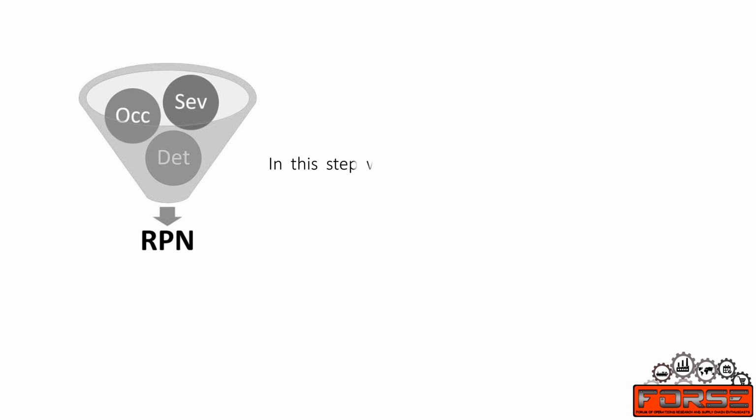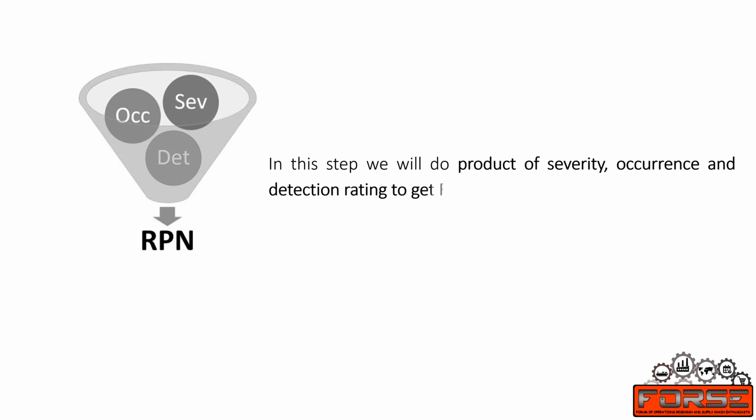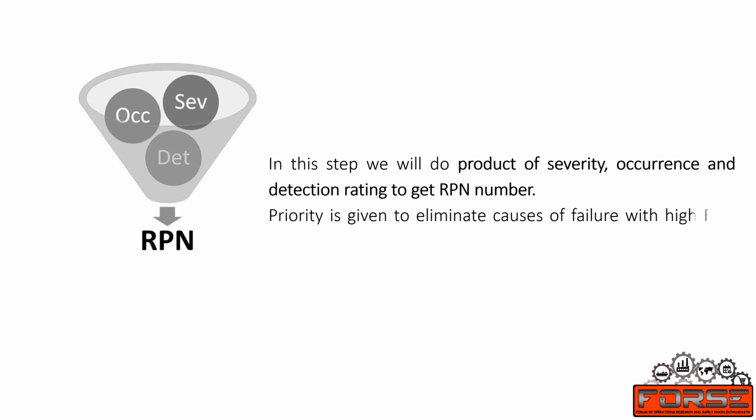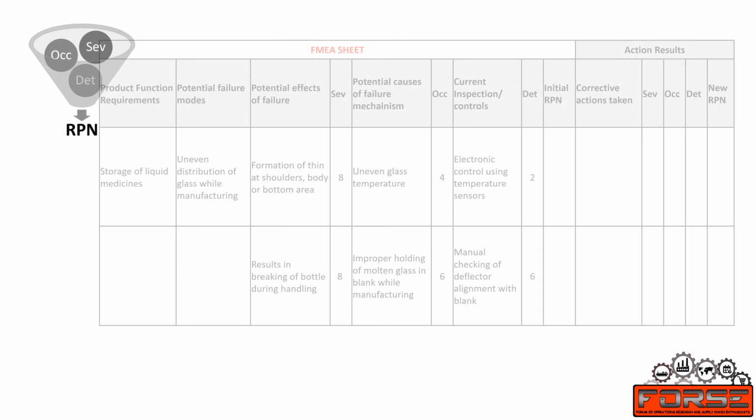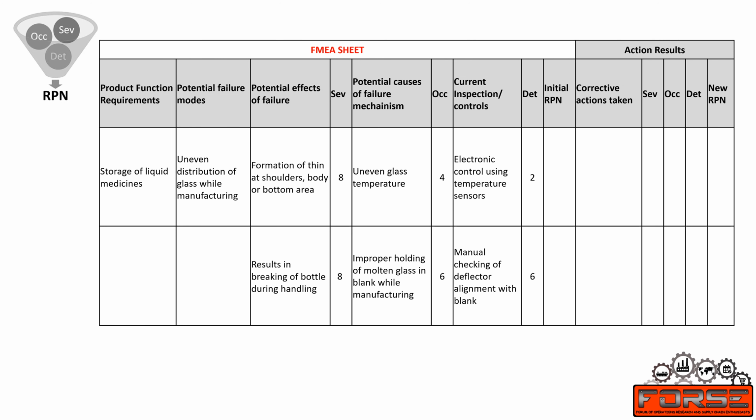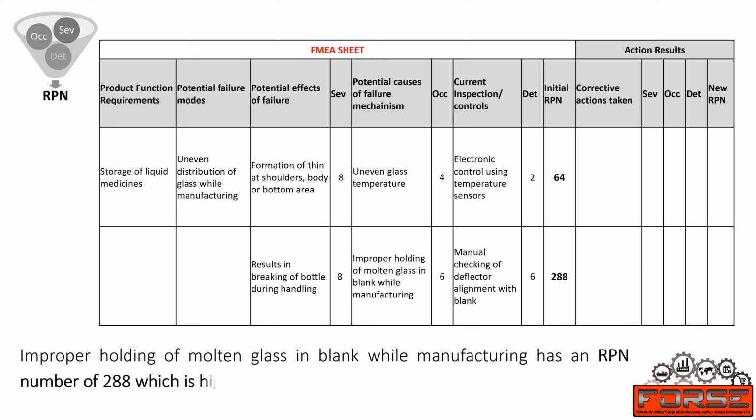In this step, we will take the product of severity, occurrence, and detection ratings to get an RPN number. Priority is given to eliminating the causes of failure with a high RPN number. The improper holding of molten glass in the blank while manufacturing has an RPN number of 288, which is the highest.